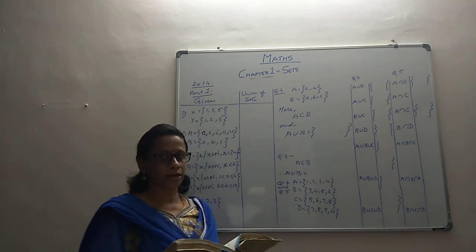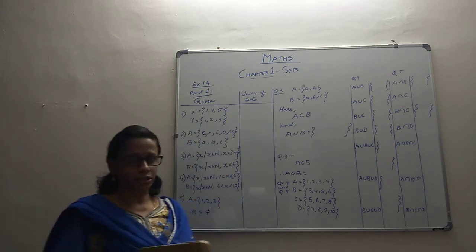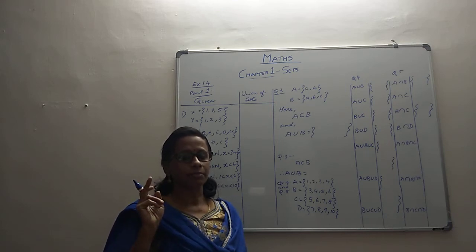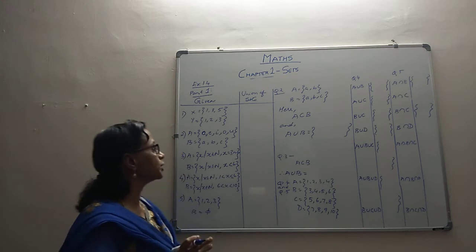They give us a pair of sets and then ask us to find the union. The only care to be taken is that whenever there are common elements, we list the common elements only once, and all the other elements have to be listed together. So that's how we go about doing it.